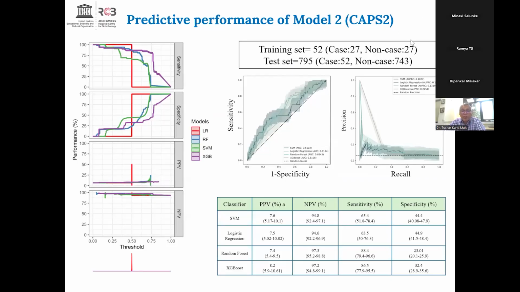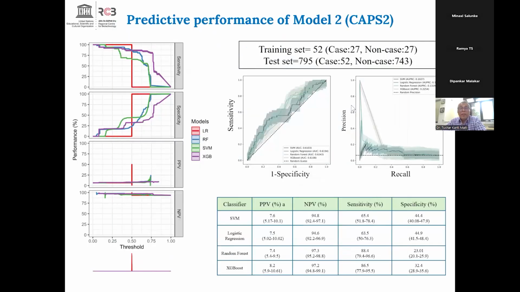If we use CAPS2 in the SVM model, the positive predictivity didn't go down or increase. However, the negative predictivity percentage is high. One interesting thing is that sensitivity significantly increased to 65%, indicating that in this case our model, the negative predictivity, is performing to a certain extent better if we only use the CAPS2 molecule.